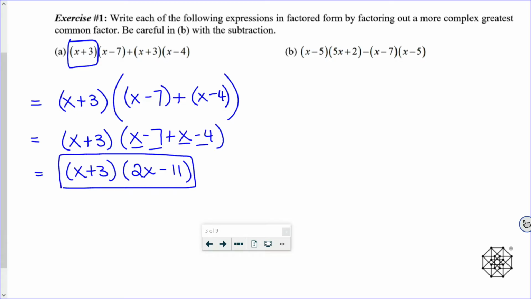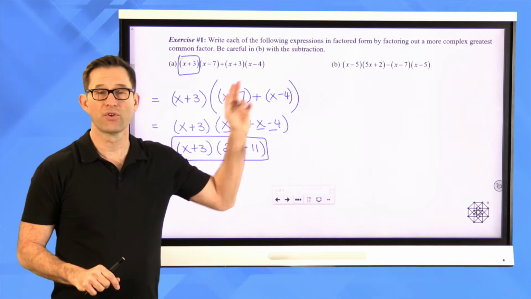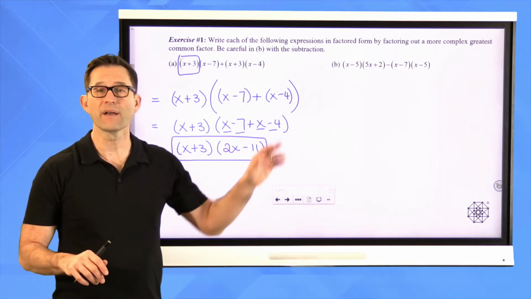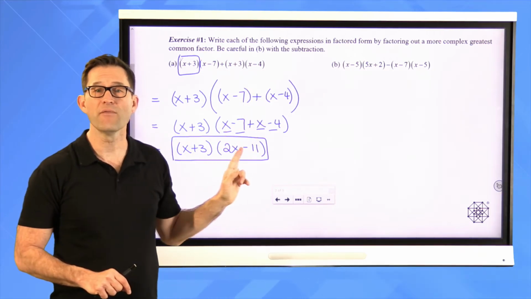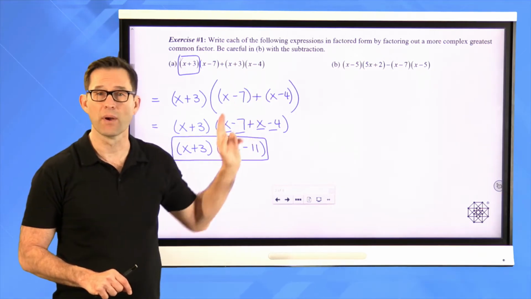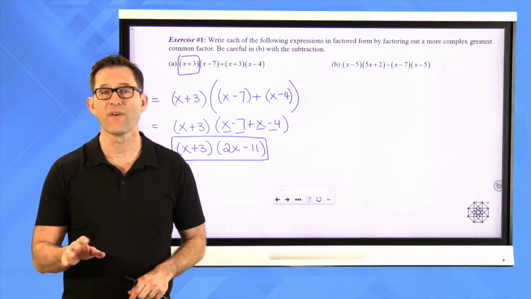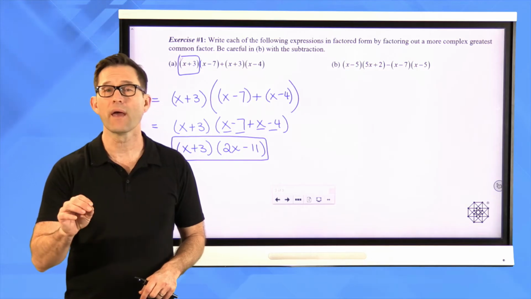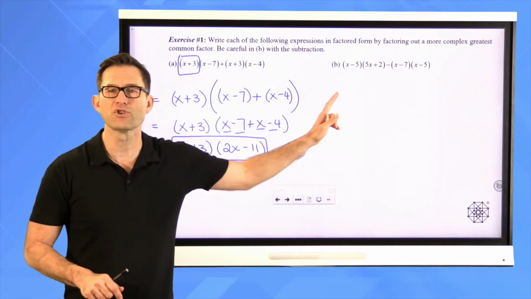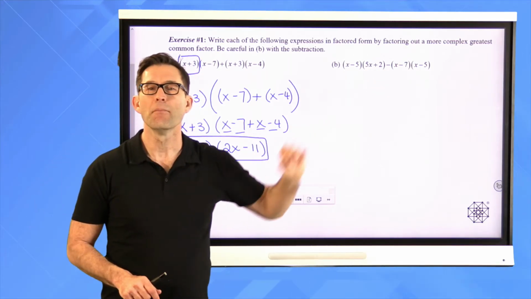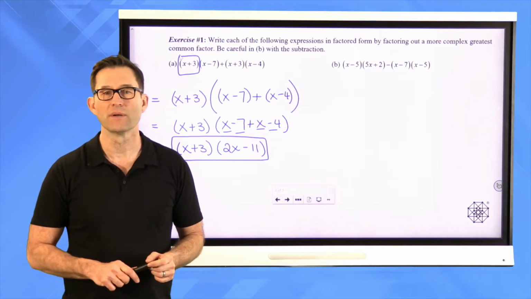And again, very, very important to understand. This expression down here is equivalent to the one up here. If I took any value of x and I threw it into this expression and I got some numerical value out, I threw the same value of x in here, I'd get the same numerical value out. Never forget, with all of these algebraic manipulations with factoring, we are simply rewriting an expression in an equivalent way. All right, now letter B is a little more challenging because of this subtraction, but we've done these before, so I'd like you to pause the video and see if you can work through this one.